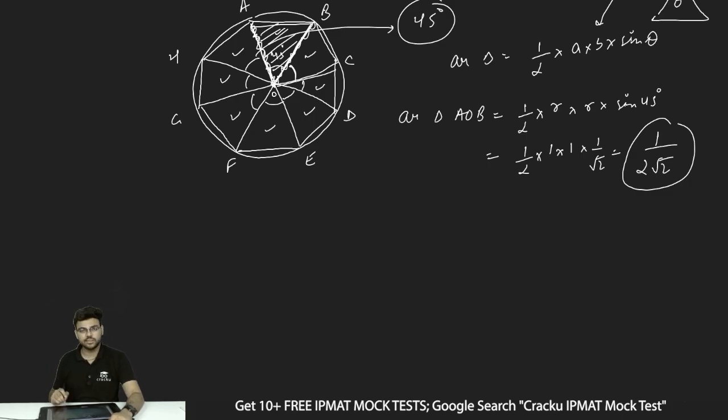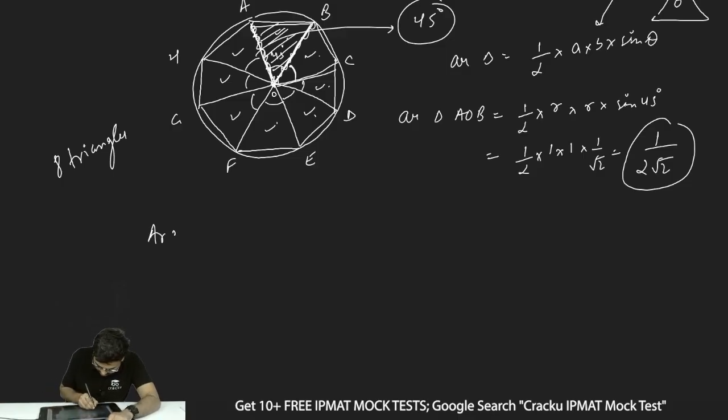Now how many such triangles are there? There is AOB, BOC, COD, DOE, EOF, FOG, GOH and HOA. So there are 8 such triangles. So the area of the octagon will be 8 times the area of a triangle.